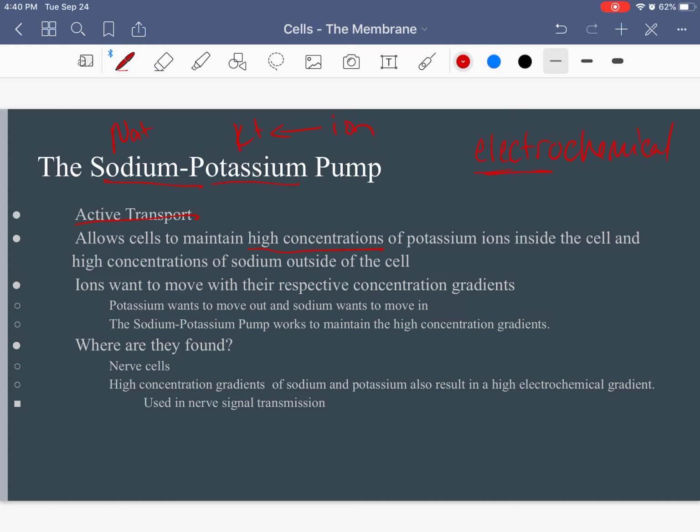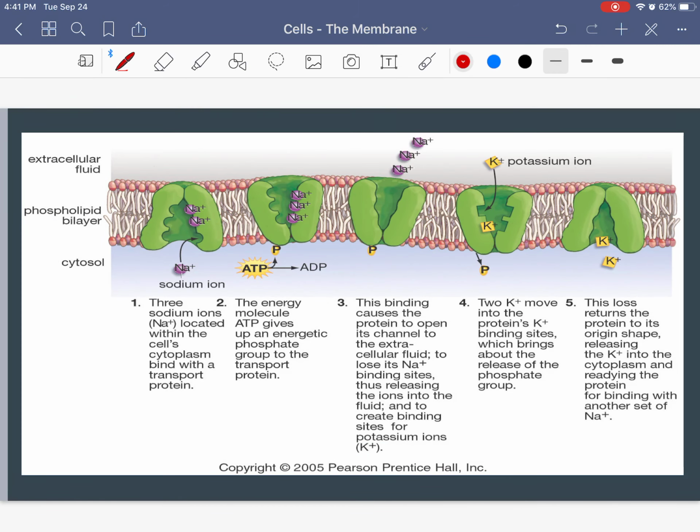So we're looking at the charges, and it helps to maintain charges. And if you're talking about something like the nervous system, it helps to send signals. The movement of those ions, that electrochemical gradient, allows for signals to occur within the nervous system. So ions want to move with the respective concentration gradient. Potassium wants to move out, sodium wants to move in, but the sodium-potassium pump maintains the concentration gradient. So you see these a lot in nerve cells, and it allows for the conduction of nerve stimulus.